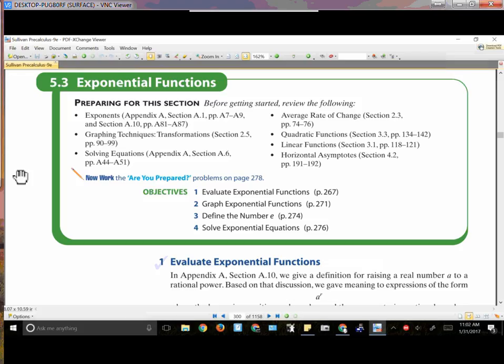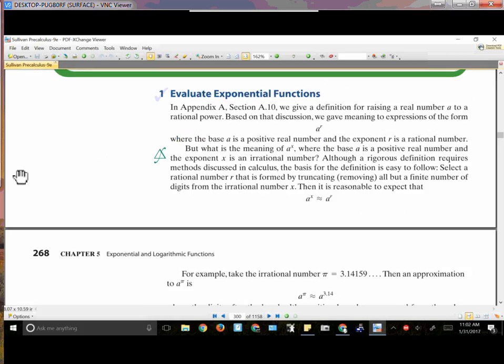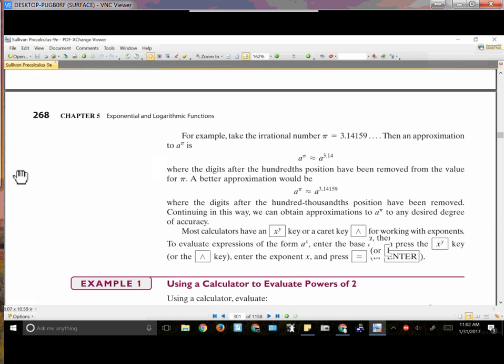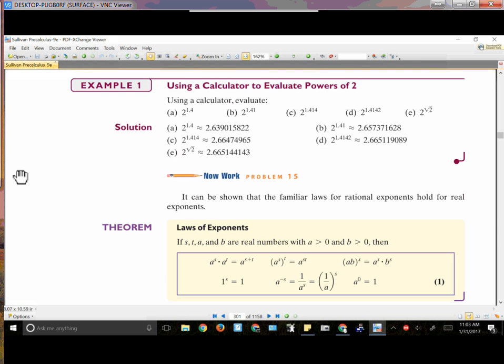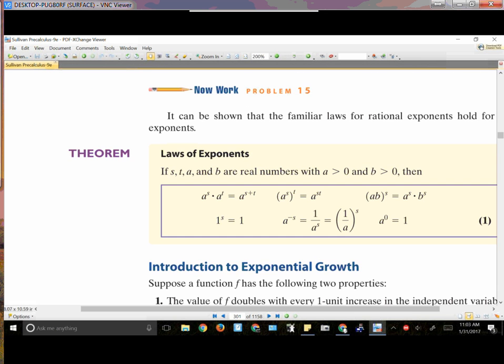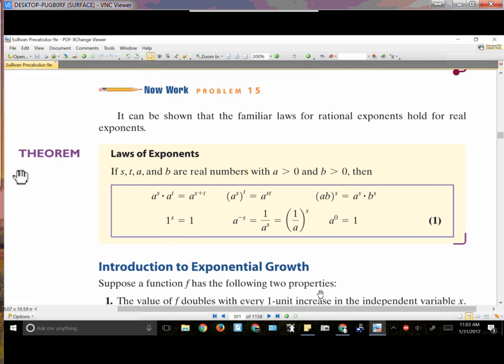Exponential functions. These are, well, a lot of times, but you got to make sure that you understand the formula. The one thing that most students, I should say, don't keep in mind, and because they don't use them quite a bit, that's fine, are the laws of exponents.